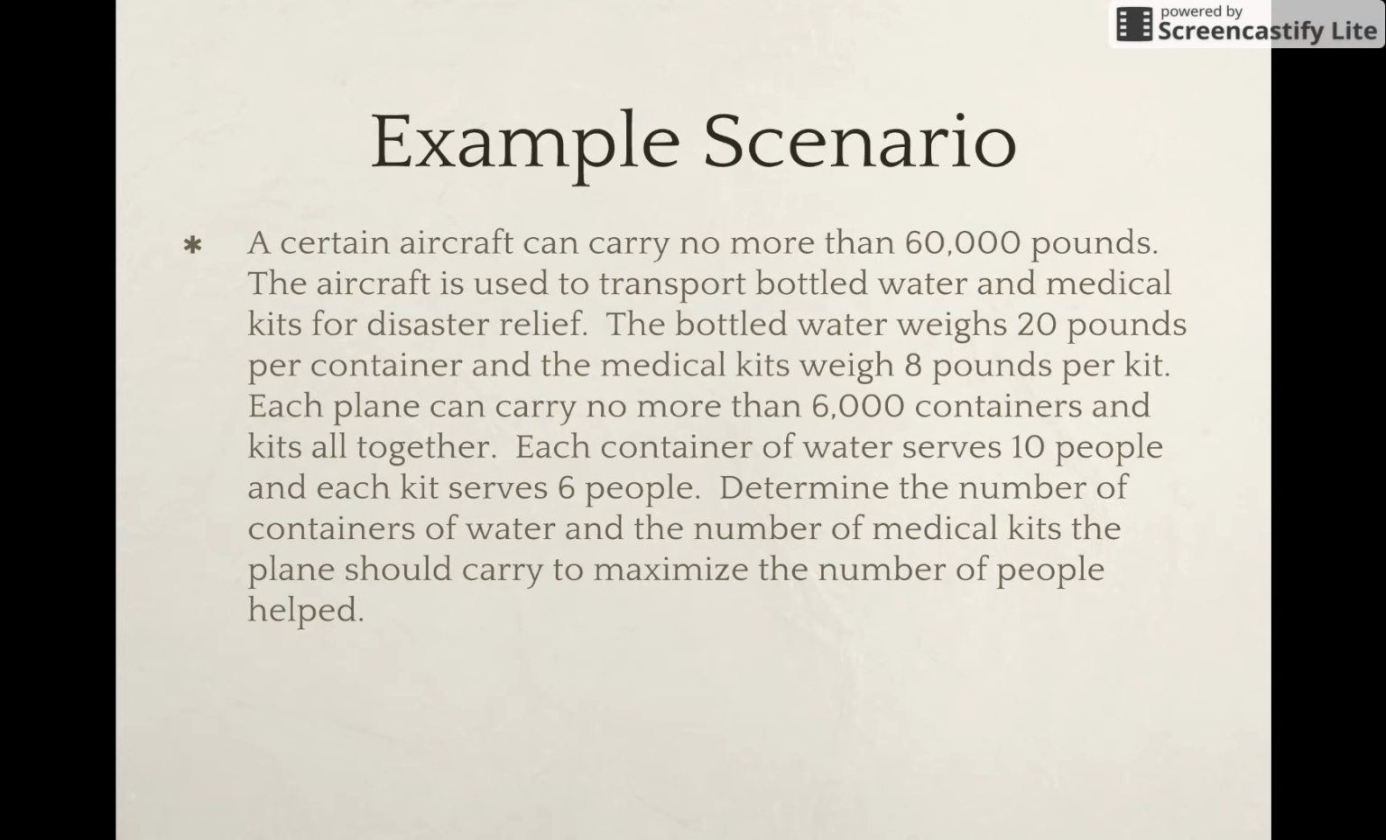Here's an example scenario. A certain aircraft can carry no more than 60,000 pounds. The aircraft is used to transport bottled water and medical kits for disaster relief. The bottled water weighs 20 pounds per container, and the medical kits weigh 8 pounds per kit. Each plane can carry no more than 6,000 containers and kits altogether. Each container of water serves 10 people, and each kit serves 6 people. Determine the number of containers of water and the number of medical kits the plane should carry to maximize the number of people helped.